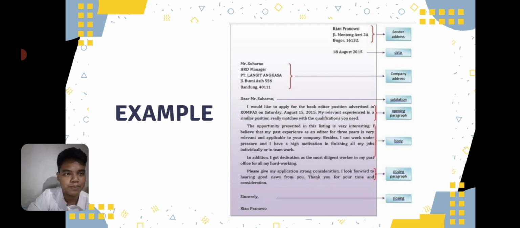And the body is the core of your letter. The opportunity presented in this listing is very interesting. I believe that my... You can read it by yourself. And then at the end you need to write a closing paragraph. Please give my application strong consideration. I look forward... And then closing with your handwritten signature.